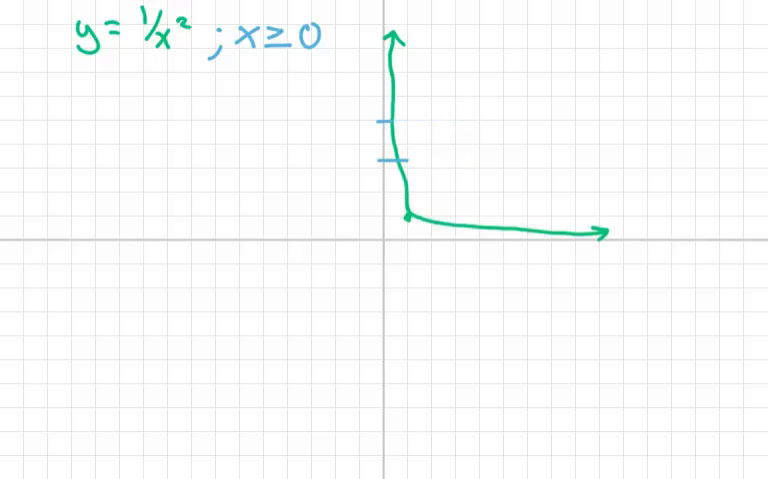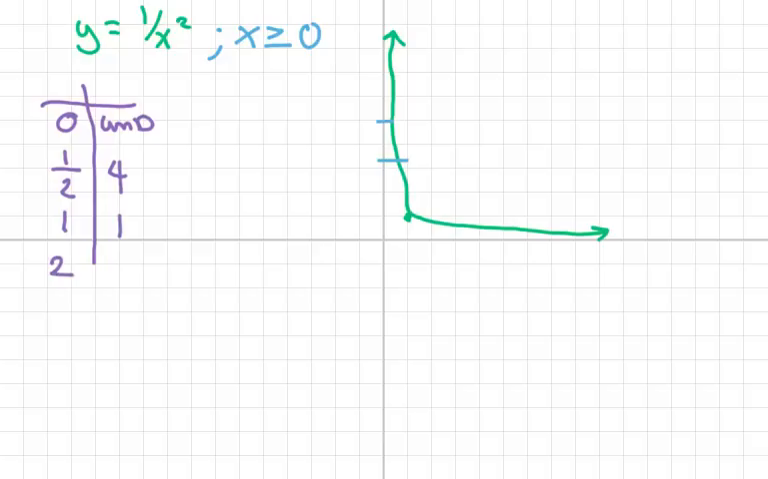And now just kind of do a table of values for this. So I'm going to start with 0, 1, 2. You can do some fractions here as well. Let's put some fractions in. Let's put 1/2. So 1/2 is going to go to 4. 0 is going to be undefined. And then we'll do 1. 2 is going to go to 1/4. Okay, so this is your first one.